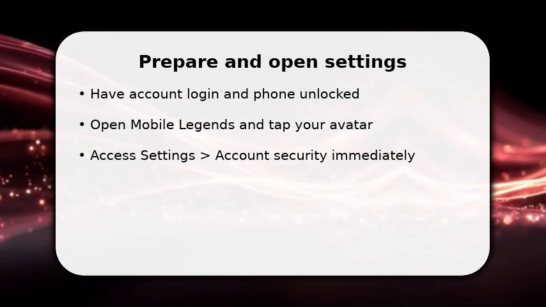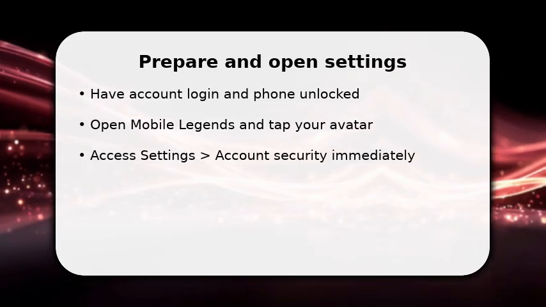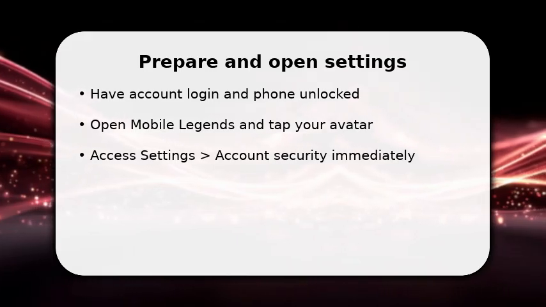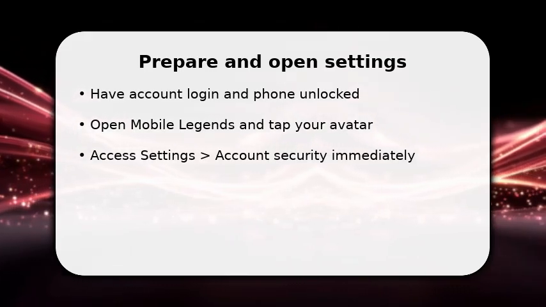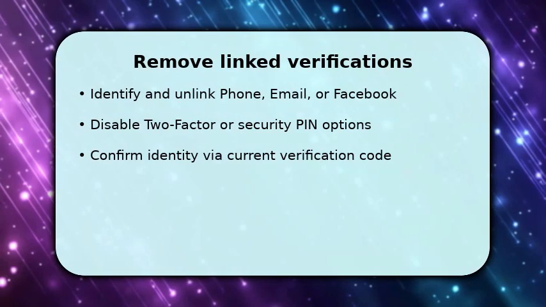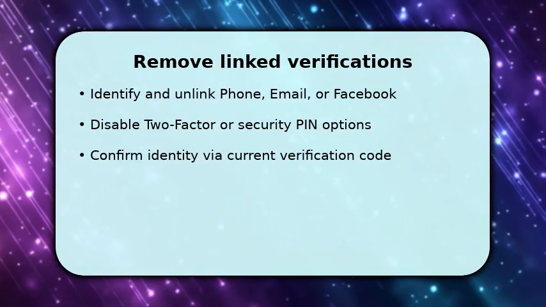This initiates the process to find the security lock toggle and any linked verification methods you'll remove or replace during the next steps. You'll now remove linked verification methods. Locate phone, email, or Facebook bindings and choose Unlink or Change.